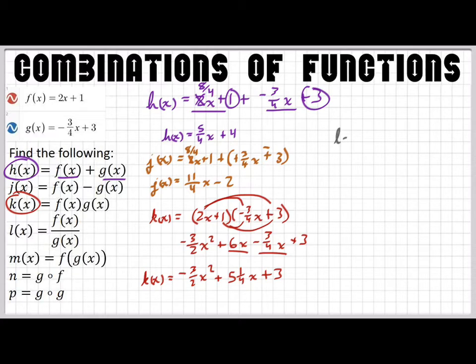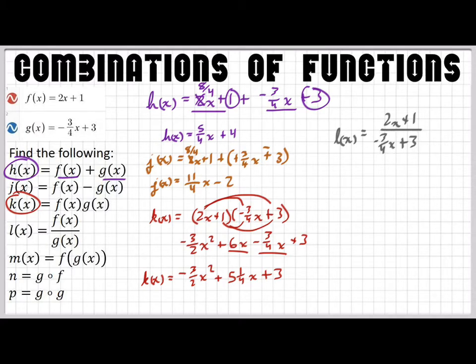So for the L, we're going to take the f function, which is 2x plus 1, and we're going to divide it by negative 3 over 4x plus 3. That's it. That's your answer, because you can't divide them. But there is something important to note for L. You can't plug in anything you want into L. We have a restriction. You cannot plug something into that x. The number you cannot plug into that x is whatever makes this equal 0.